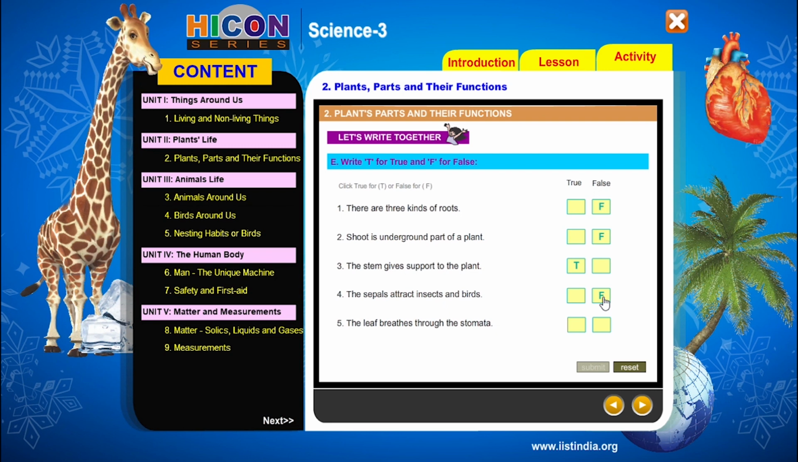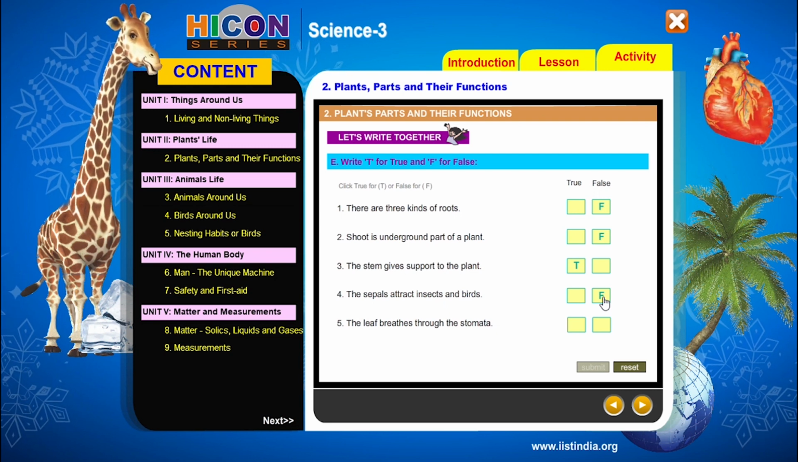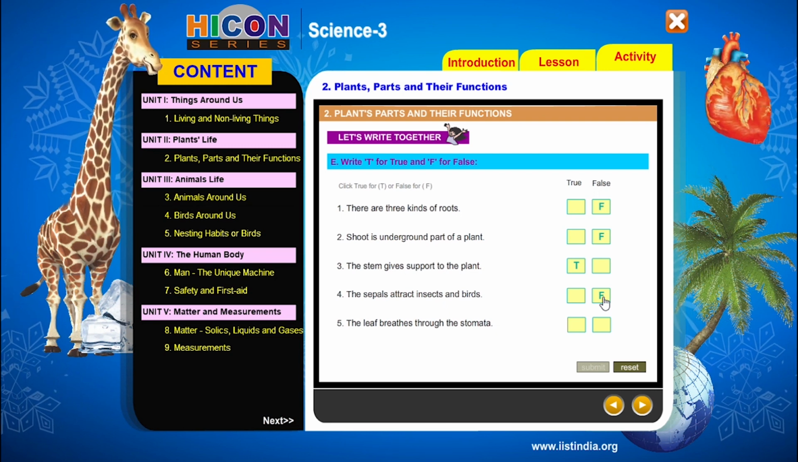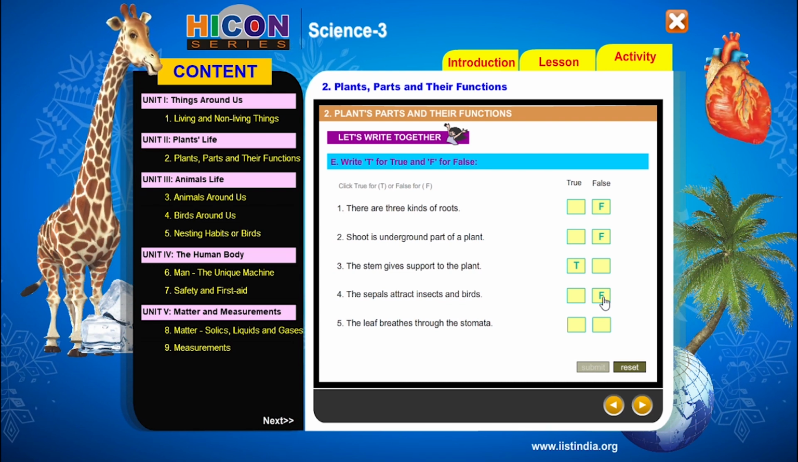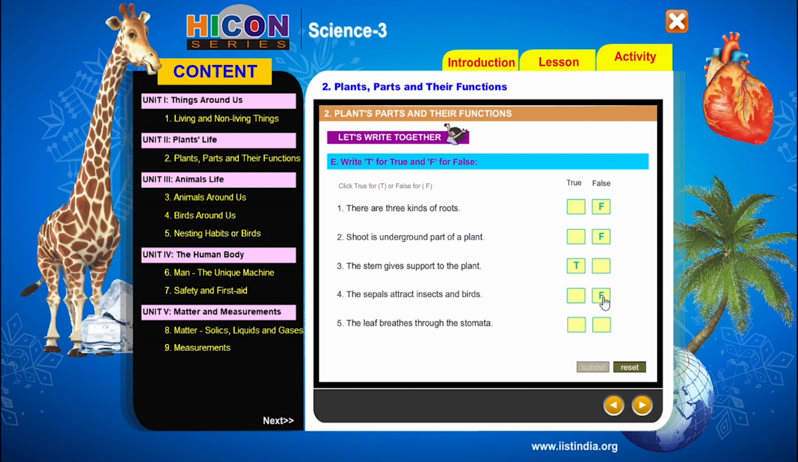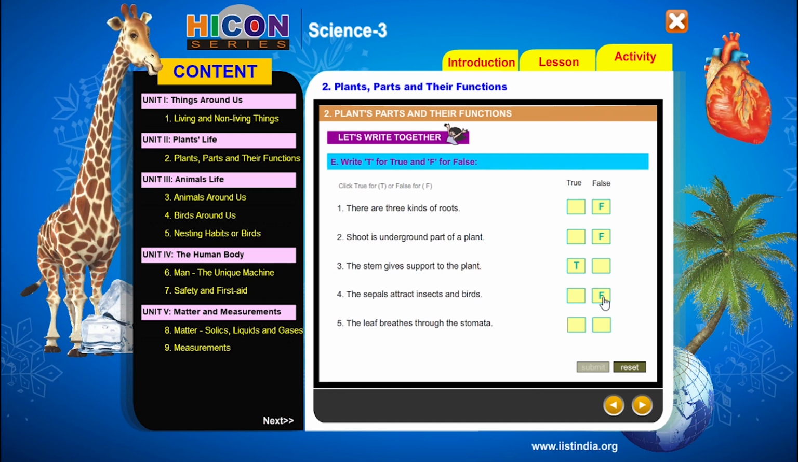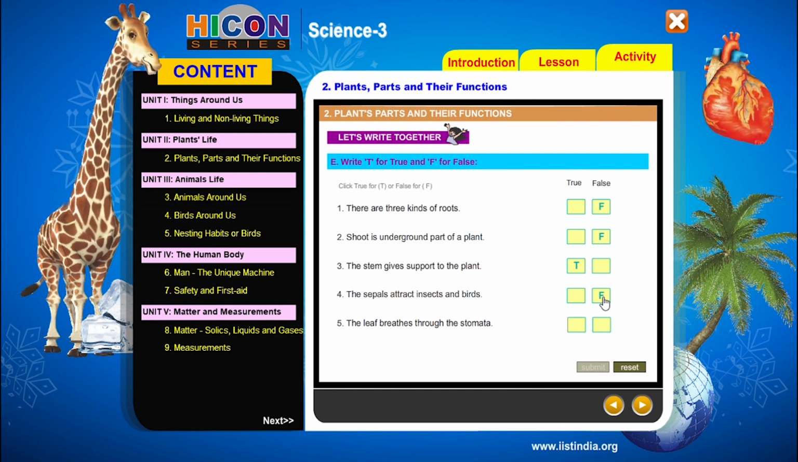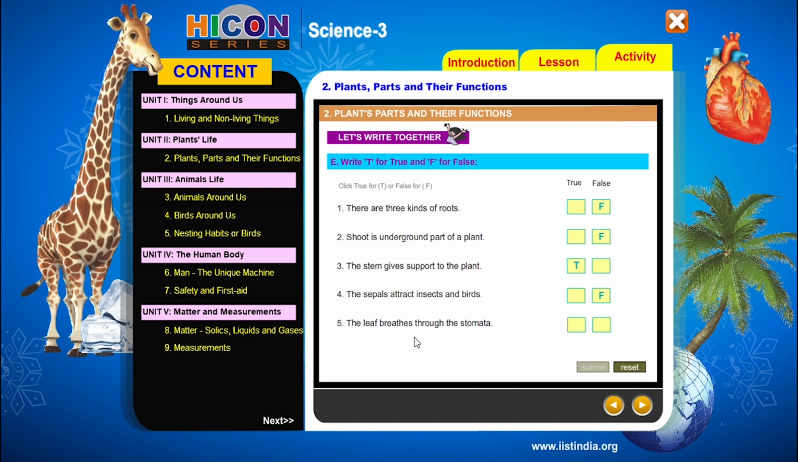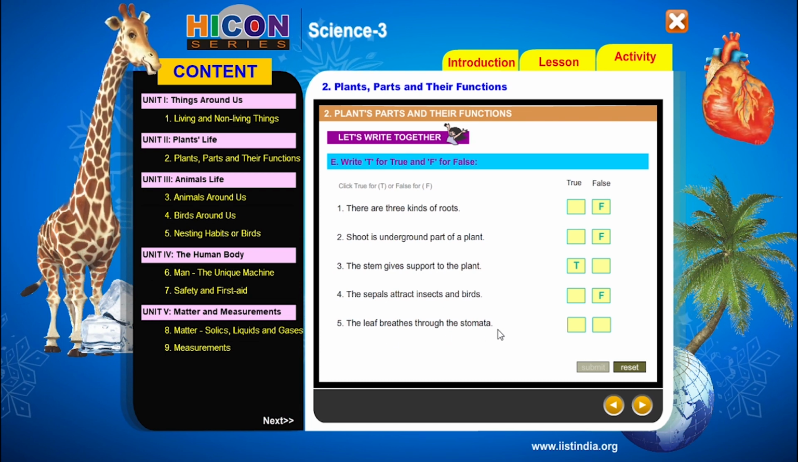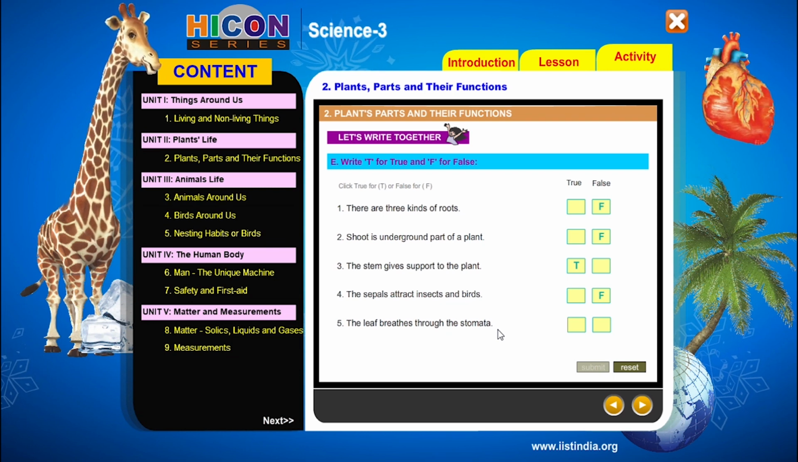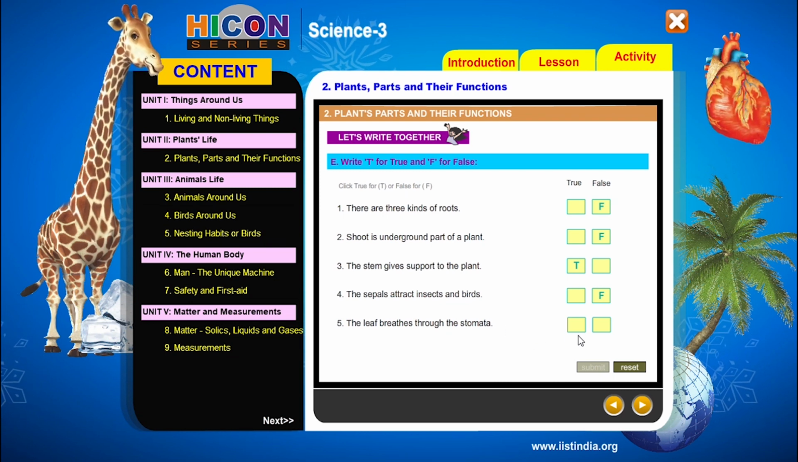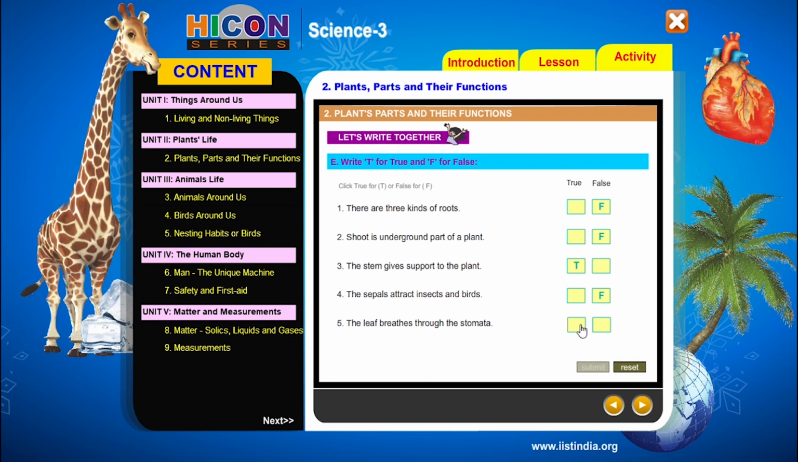Read the fifth sentence: the leaf breathes through the stomata. We have already discussed the functions of the leaf. In the leaf, the exchange of gases takes place through the stomata. Stomata are the small pores present on the surface of the leaves. So leaves breathe through the stomata. That means the leaf breathes in carbon dioxide and breathes out oxygen through the stomata. So the fifth sentence is correct, that is true. Write T in the box.